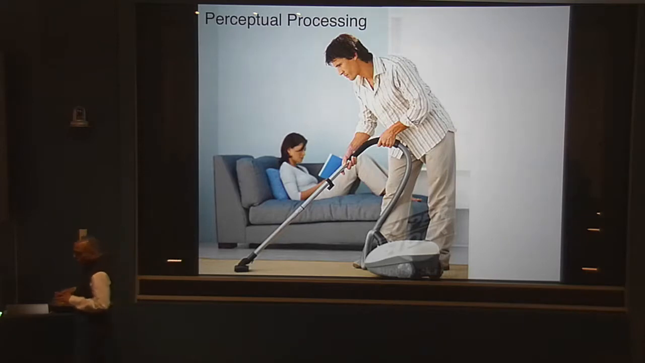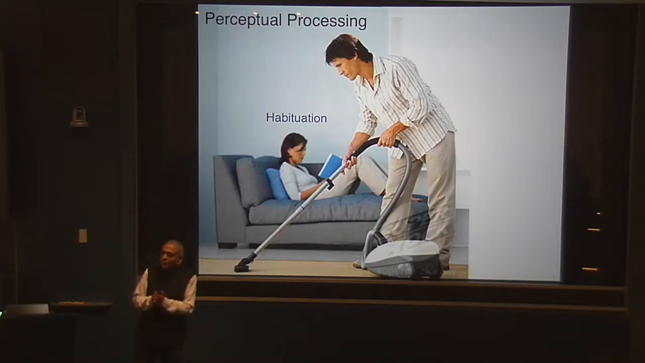So in the domain of perceptual processing, which is of course very rich, there are many different aspects of perception that we could have probed. The one that we have decided to focus on is habituation. How is it that this person on the couch can read even while she's immersed in the sound of the vacuum cleaner?